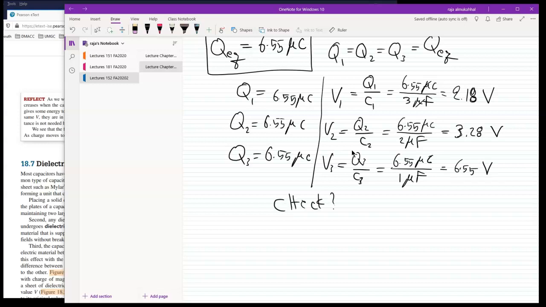Okay. Now, how do I check that my answer is correct here? You check by simply adding up the voltages, and you should get what? 12 volt. Let's do it. So I have here 2.18 plus 3.28, I'm using my calculator, plus 6.55, and I get 12.01 volt. Of course, it's supposed to be 12. The 01 is because I have done a lot of rounding all over. But it is correct. You see what I'm saying? And there we go. This is how we do it.